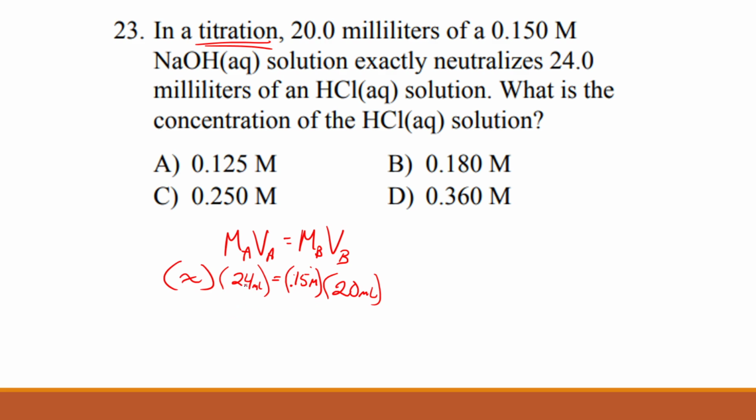Right, so doing your math out, you're going to do your division by 24 milliliters. Cancel, cancel, cancel, cancel. When you do the math out, you should get 0.15 times 20 over 24. When you just plug all 3 of these things into your calculator, you do get 0.125 capital M as your answer.